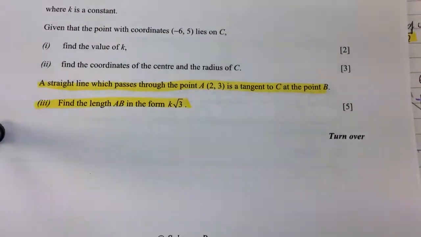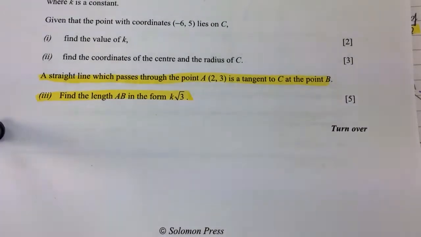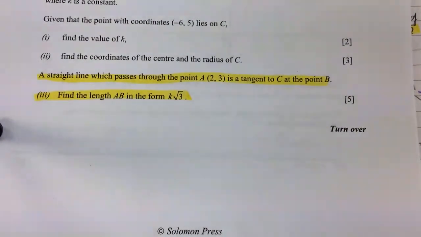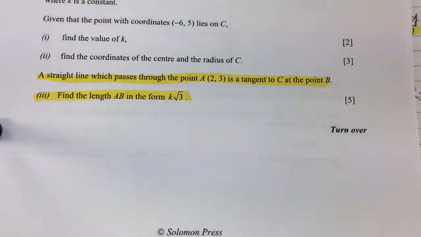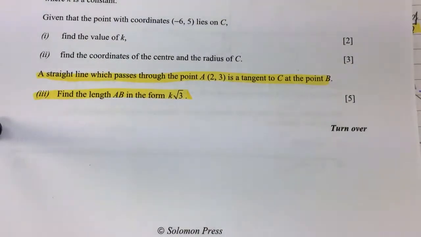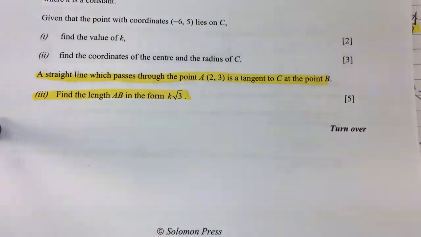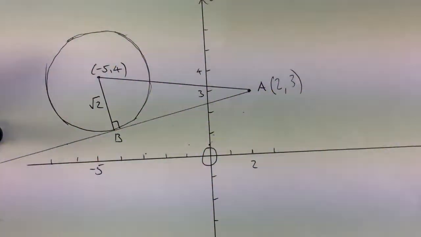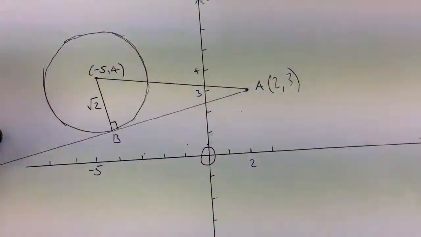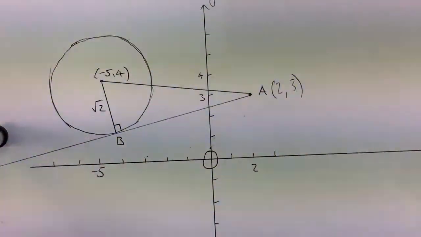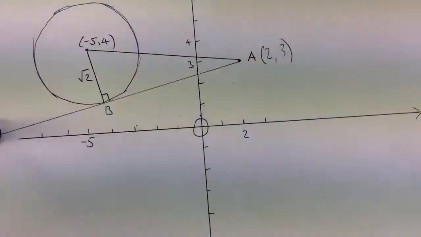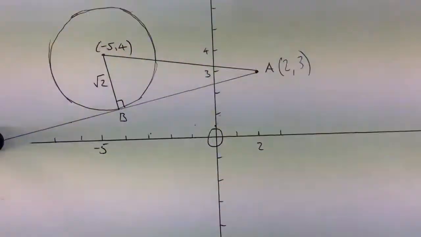Then we'll talk through the last question, which said a straight line which passes through the point A, 2, 3 is a tangent to C at the point B. And we're going to sketch this. And we have to find the length AB in the form k root 3. So my guest presenter has made a sketch of this. We have the center minus 5, 4. We found the radius of root 2 in part B. And we have this point A, 2, 3.